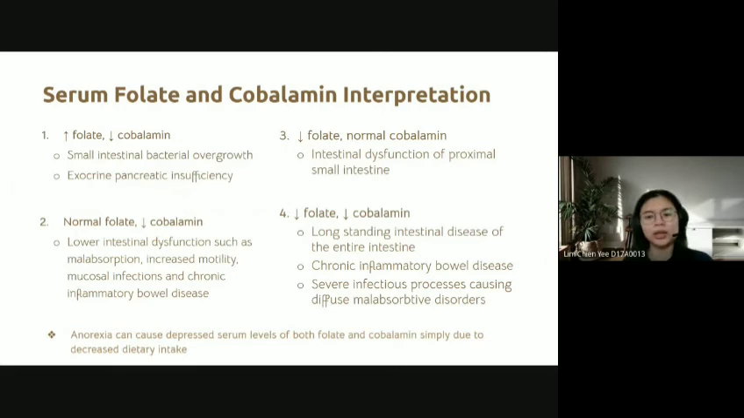However, we need to take note that anorexia can cause depressed serum level of both folate and cobalamin simply due to decreased dietary intake.